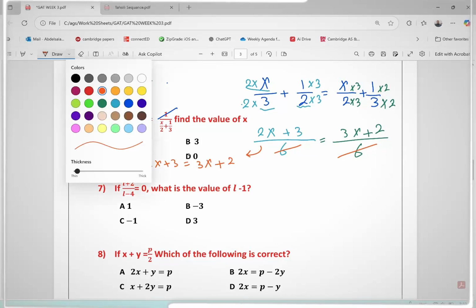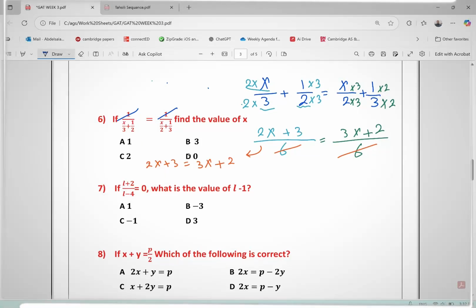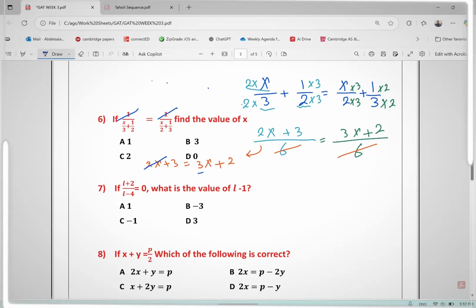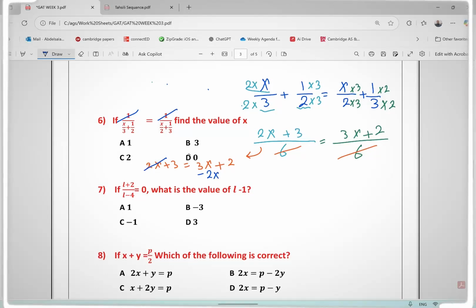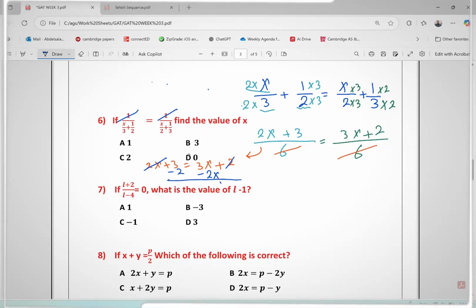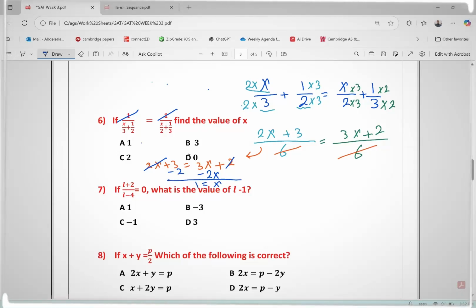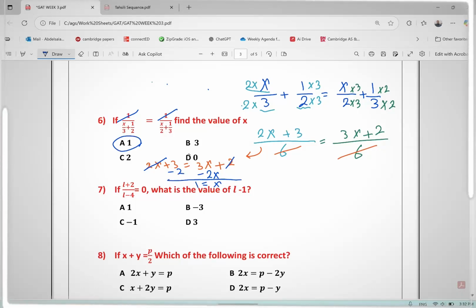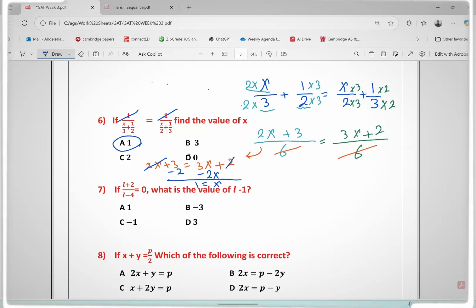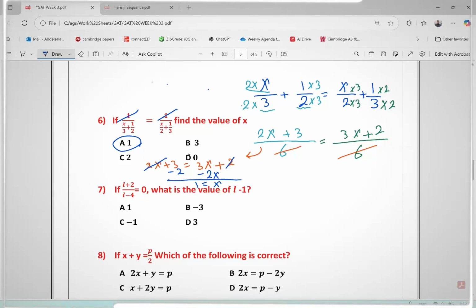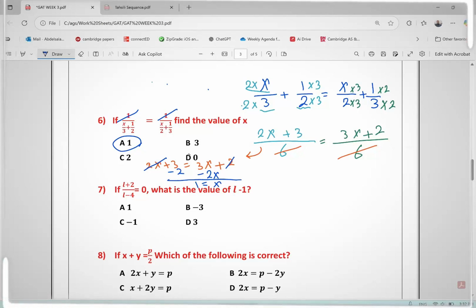Using the same technique. Move 2x to the other side, it will be negative 2x. Move 2 to the other side, it will be negative 2. So now it will be x equals 1, and it's correct. Mister, can I move the 3x to the other side? Yes, correct. I prefer to move the smallest to the greatest, especially for x.